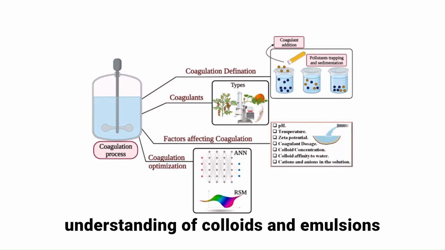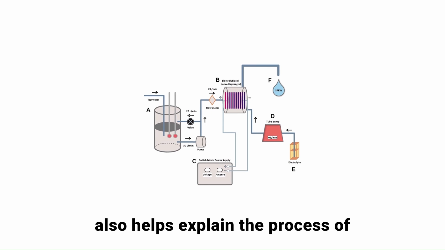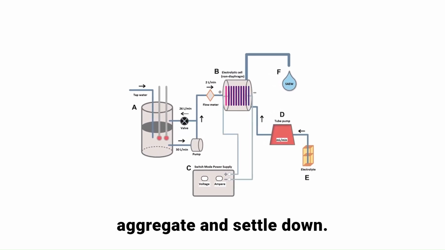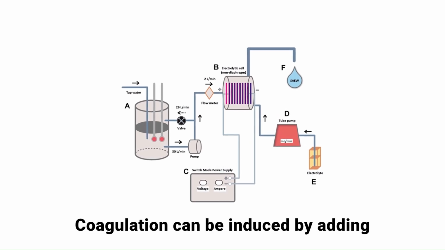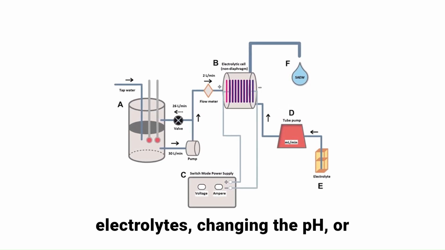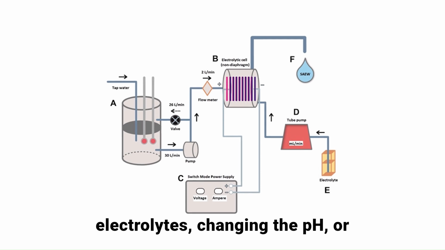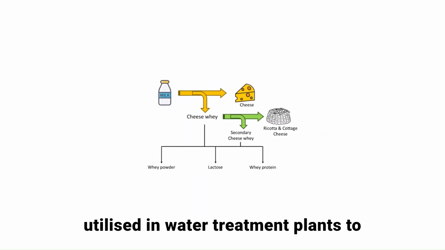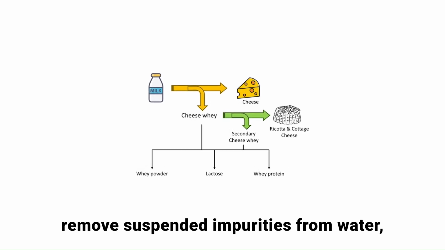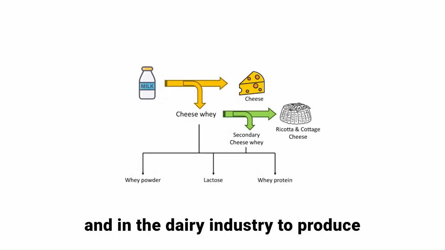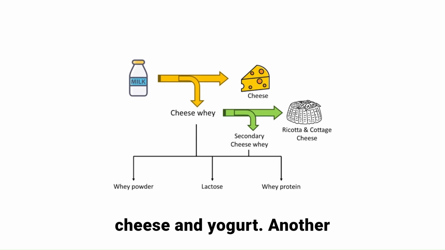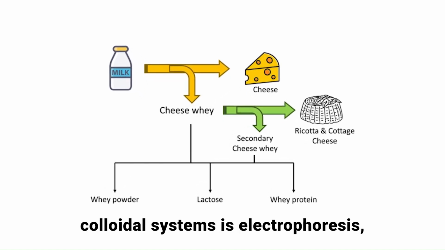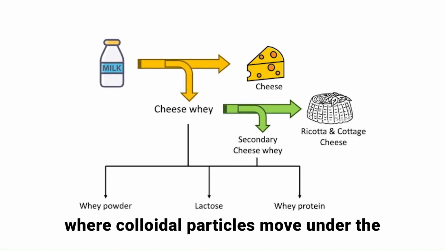A deeper understanding of colloids and emulsions also helps explain the process of coagulation, where colloidal particles aggregate and settle down. Coagulation can be induced by adding electrolytes, changing the pH, or applying heat. This process is utilized in water treatment plants to remove suspended impurities from water and in the dairy industry to produce cheese and yogurt.